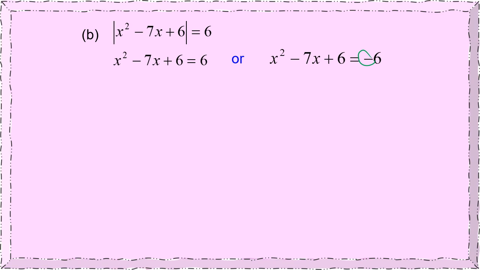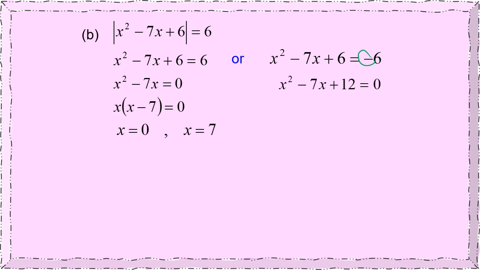We get x squared minus 7x equal to 0. So x equal to 0 and x equal to 7. And the right side, we get x squared minus 7x plus 12 equal to 0. And solve for x, we get x minus 4, x minus 3 equal to 0. So x equal to 4 and x equal to 3. So we need to check, right?